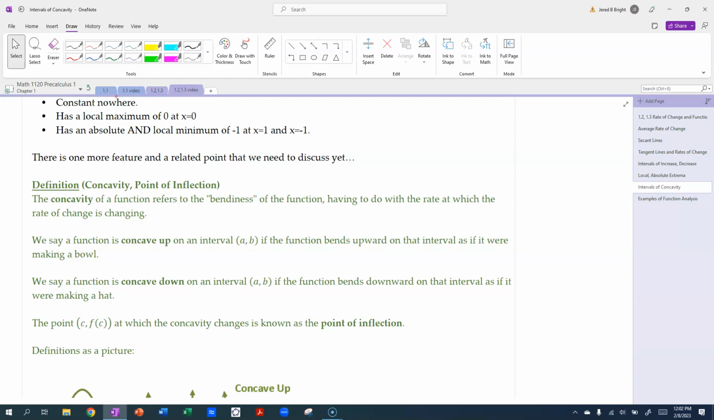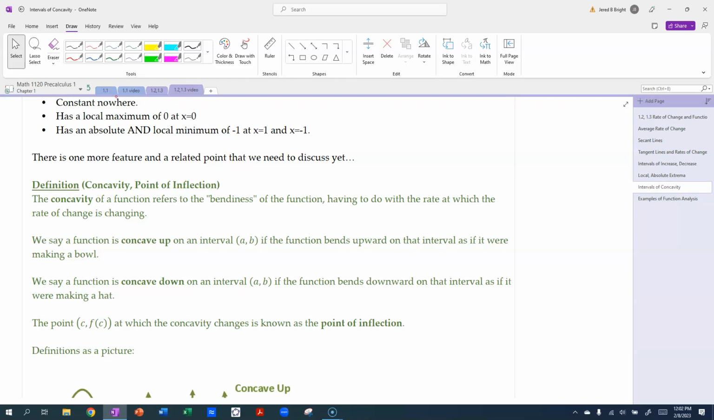So if we're increasing, if we have a positive slope, is the slope becoming more and more positive or less positive? Similarly with a negative slope, is it becoming a larger negative number or a smaller negative number? That's the idea of concavity. We're looking at how the slope changes as we move along the function.